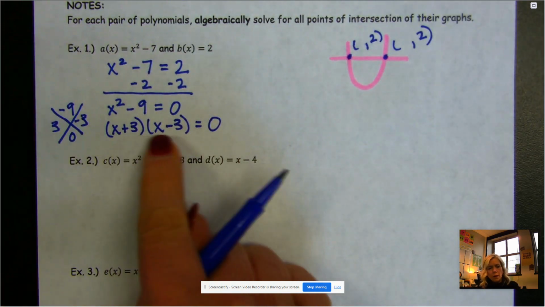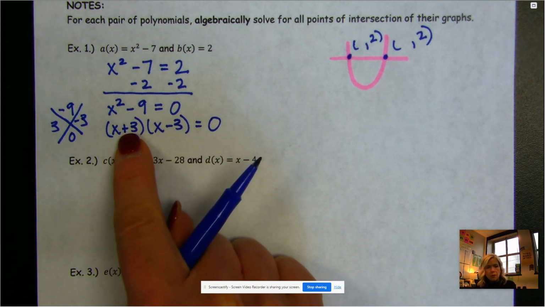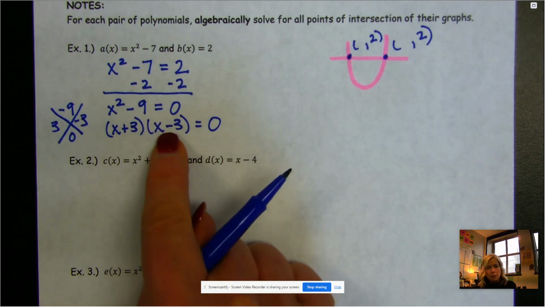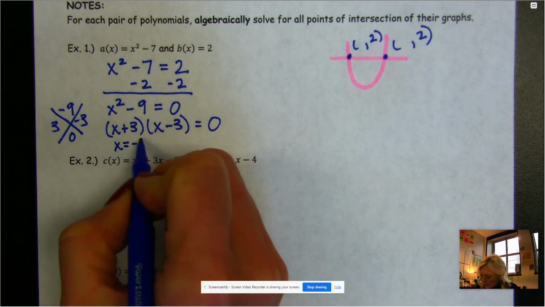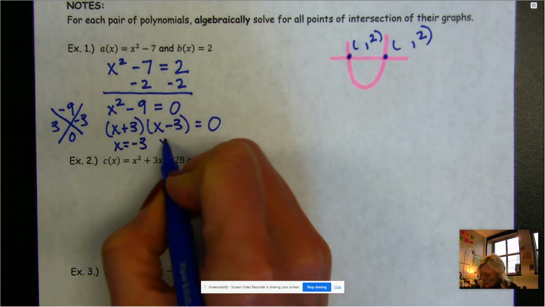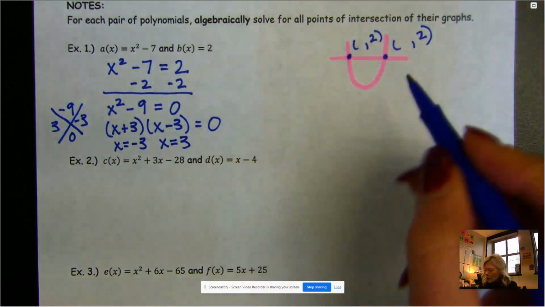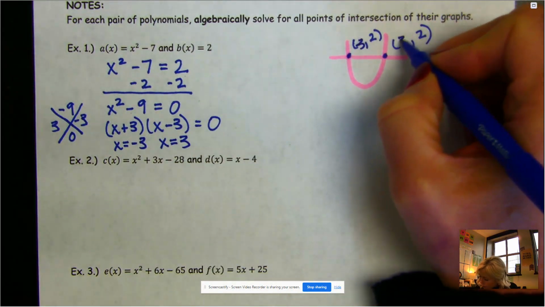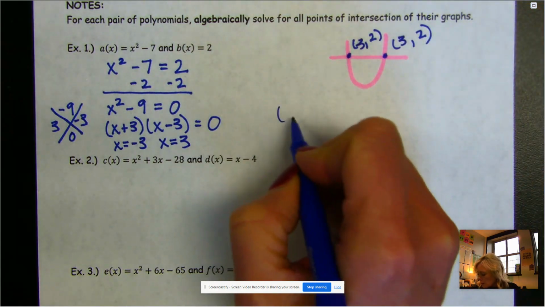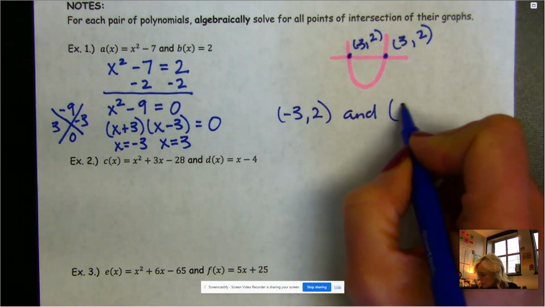And since we're multiplying and getting an answer of 0, our solutions for x are the values that make each factor equal to 0. So negative 3 for this, positive 3 for this. So for x plus 3, we get a solution of x equals negative 3. And for x minus 3, we get a solution of x equals 3. Okay? So that means the 2 points of intersection are negative 3, 2, and 3, 2. So normally we'd write that like this: (-3, 2) and (3, 2).